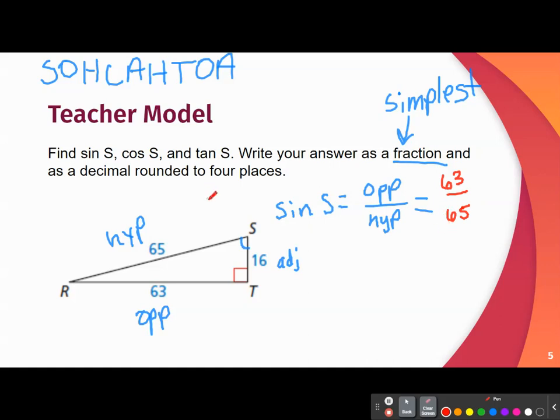Then it says write it as a decimal to 4 places. So now you just type it in your calculator, 63 divided by 65. The thing to be careful with here is to make sure you round correctly. When I round this, it would be approximately 0.9692. So that's sine of S. Okay. Now let's do cosine of angle S. Cosine of angle S is adjacent over hypotenuse.